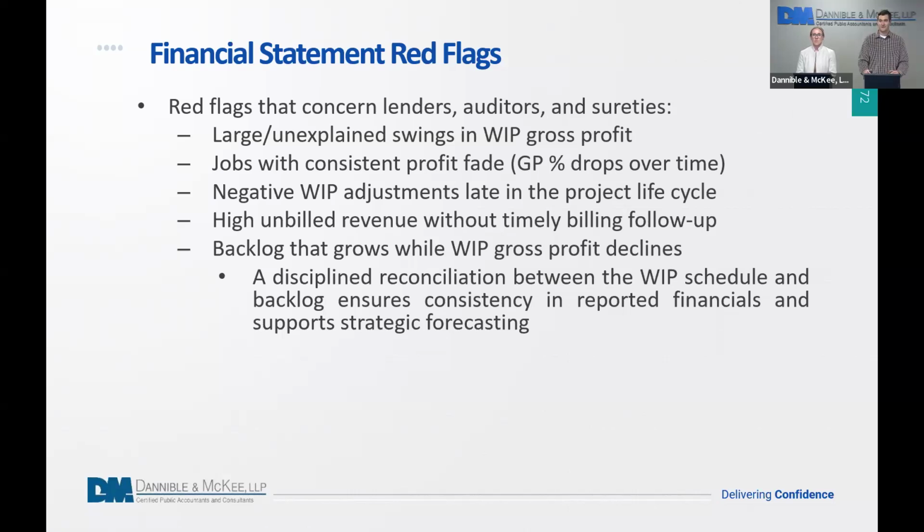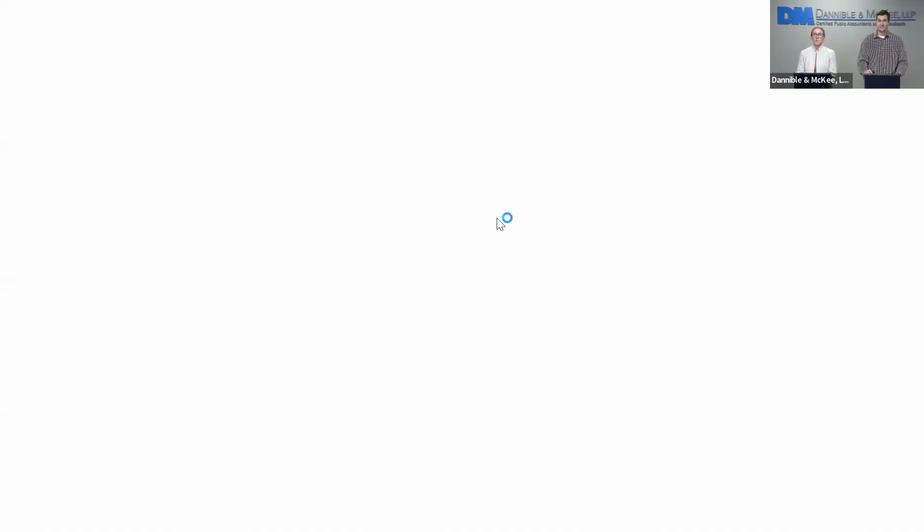So disciplined reconciliation between the WIP schedule and your backlog will ensure consistency in reported financials, supports strategic forecasting, and it gives everyone the faith to rely on the schedules they're looking at and be comfortable with them, which will hopefully help your continued relationships with your lenders, auditors, and sureties in the future.